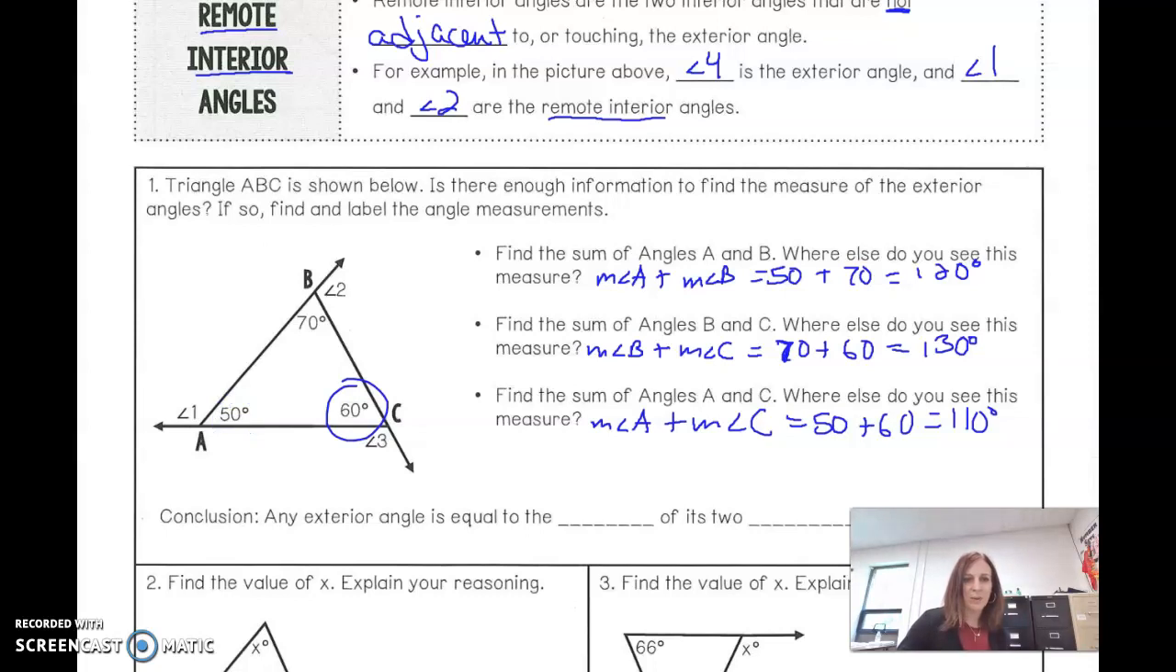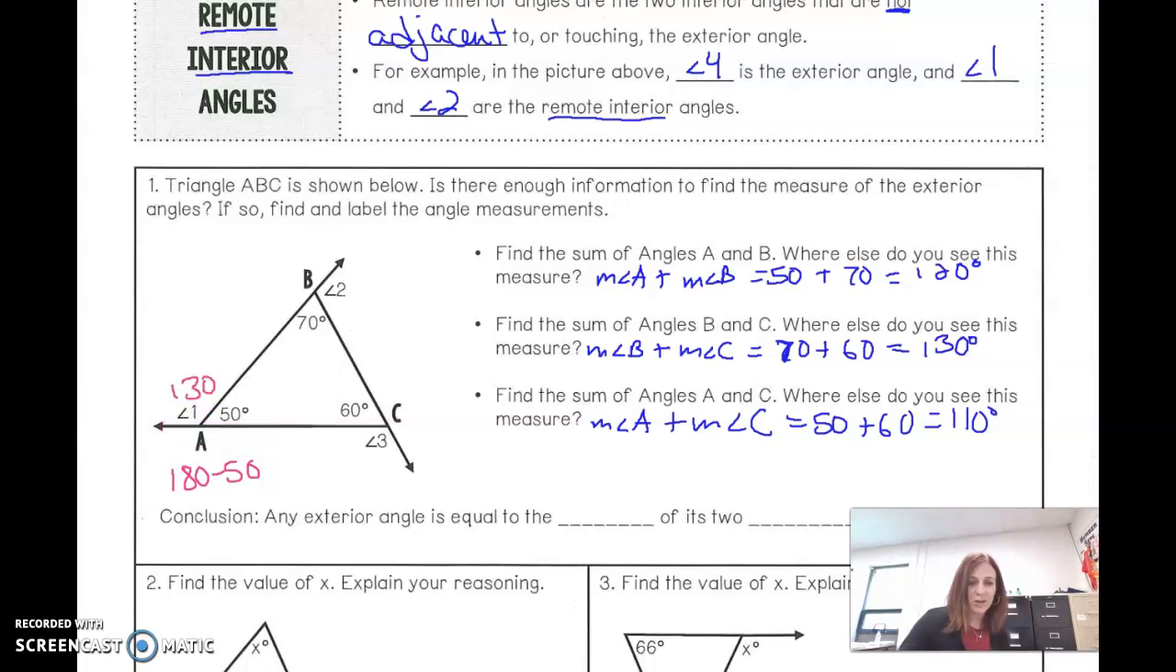All right, but now let's talk about angles 1, 2, and 3 here. If I focus just on angle 1, do you guys see, hopefully, that angle 1 and angle 50 are supplementary, right? They're a straight line, okay? So I can figure out what angle 1 is by going 180 minus 50, and I get 130.